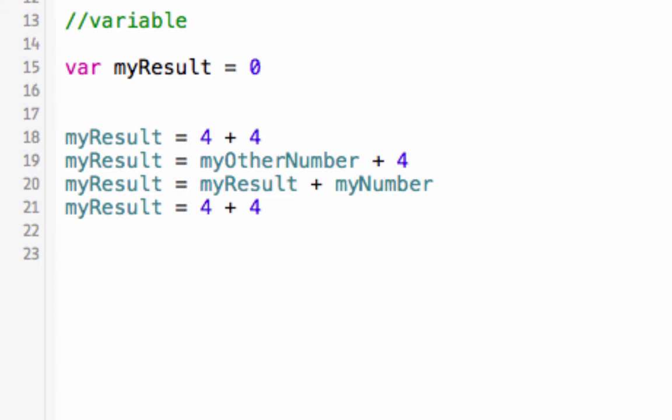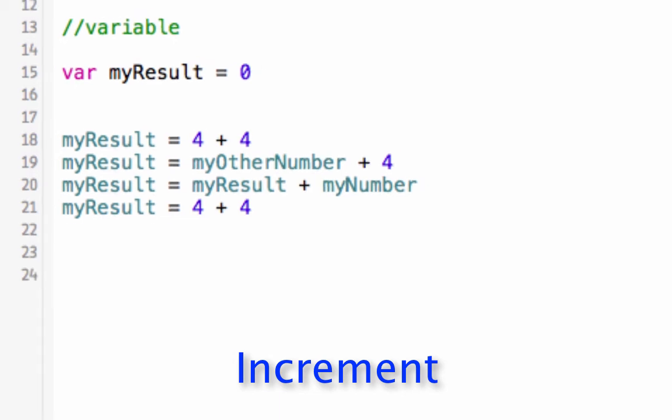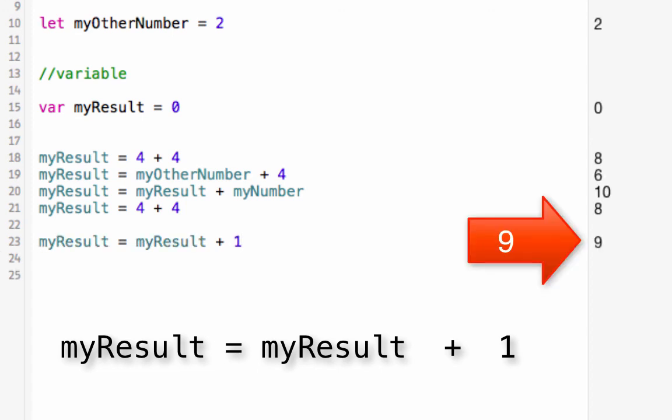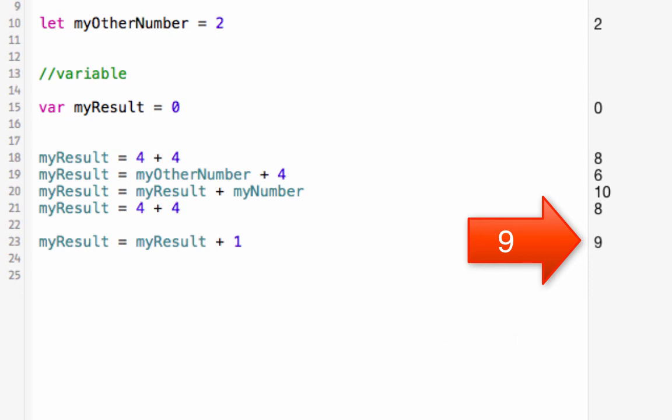Last time we used assignment to add the current value of myResult and assign a new value to myResult. There is a special case of this we call an increment. The basic increment is this: myResult = myResult + 1. We take myResult, add 1, and assign it back for a new myResult. We will use the increments for counting. There are other ways to do the same thing.